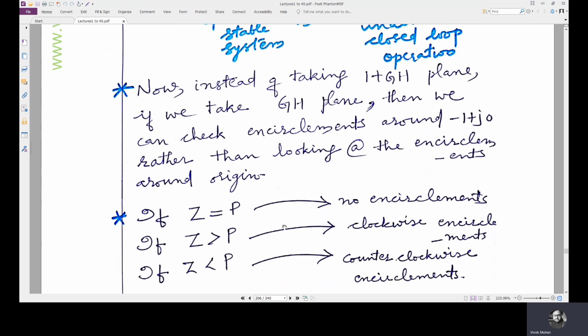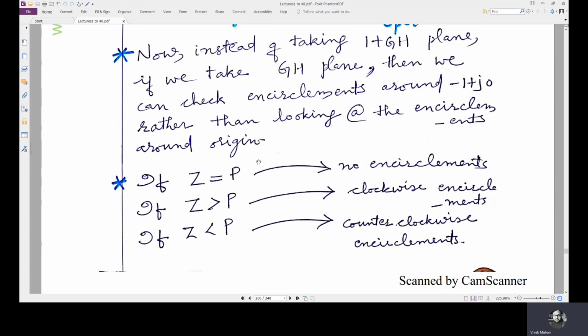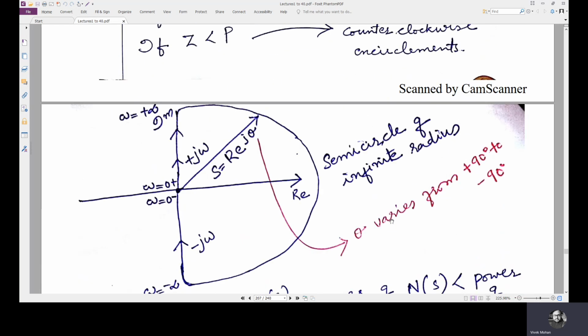So now you can see here, instead of taking the 1 plus GH plane, if we take the GH plane, then we can check encirclements around -1 plus j0 rather than looking at the encirclements around the origin. If Z equals P, that means no encirclements, right? P minus Z, no encirclements. If Z is greater than P, then clockwise encirclements, because more zeros contribute more to clockwise encirclements. If Z is less than P, then counterclockwise encirclements. So this is what we are going to get.